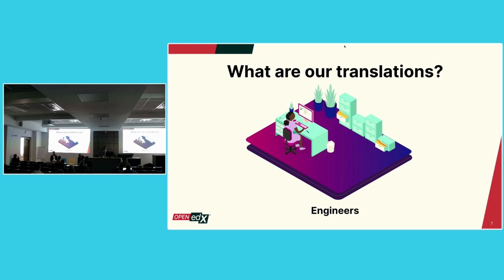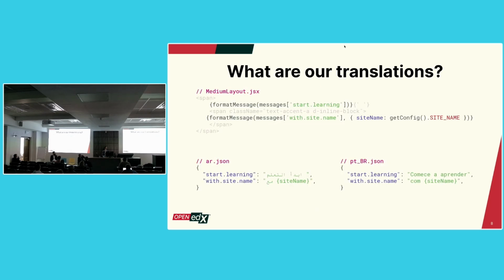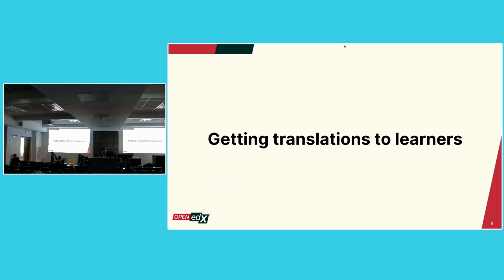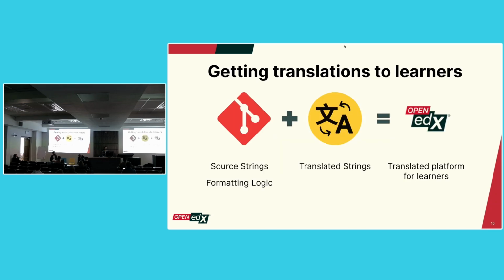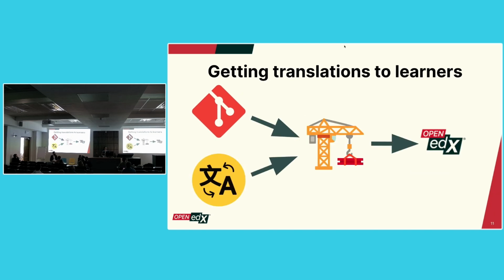But if you talk to engineers, translations are formatting logic and source strings and translated strings, so it's all code. So how do we get translations to our learners? Well, we've got our source strings and our formatting logic, and then we've got our translated strings, and when we combine those, we have a translated platform for learners. So at some point in there, we have to build that together. There has to be a build step that says, let's take these translated strings, let's take this formatting logic, and let's actually build this translated platform.